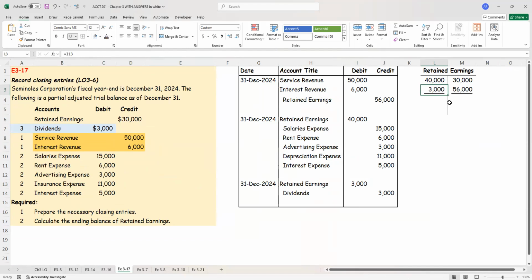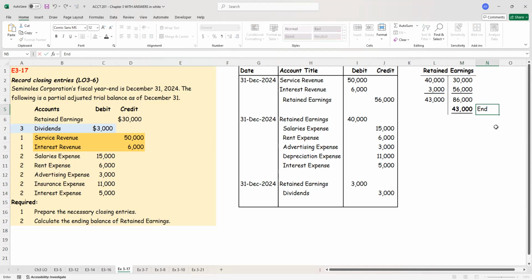Now, finally, I'm done with all my closing entries. I need to find the balance in my retained earnings account. So I added up the 2 sides. And finally, I'll put the number on the credit side. 86 minus 43 is 43. This is my ending balance, my final number that I have over here.